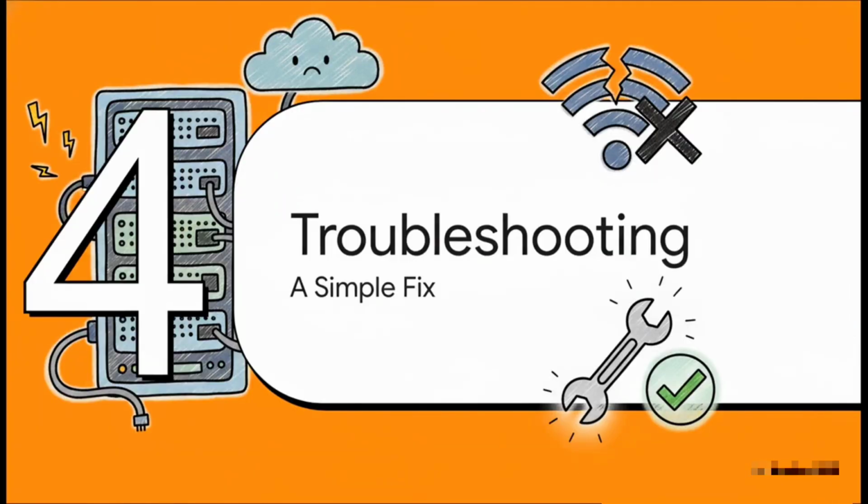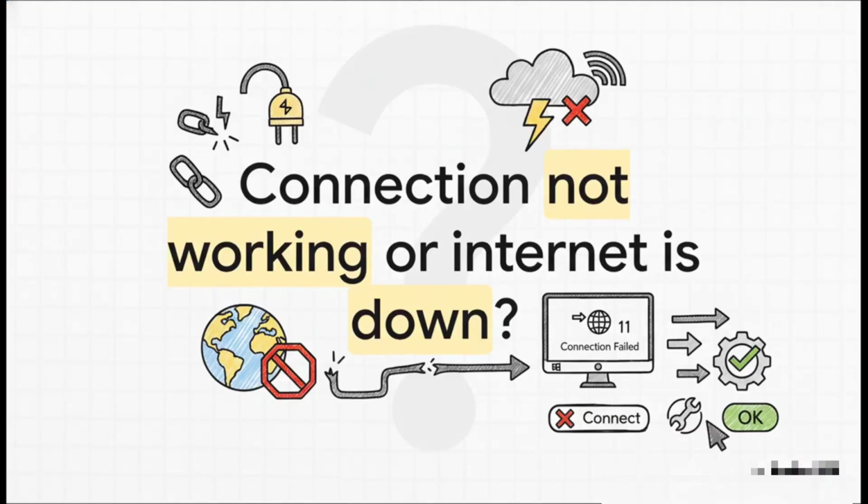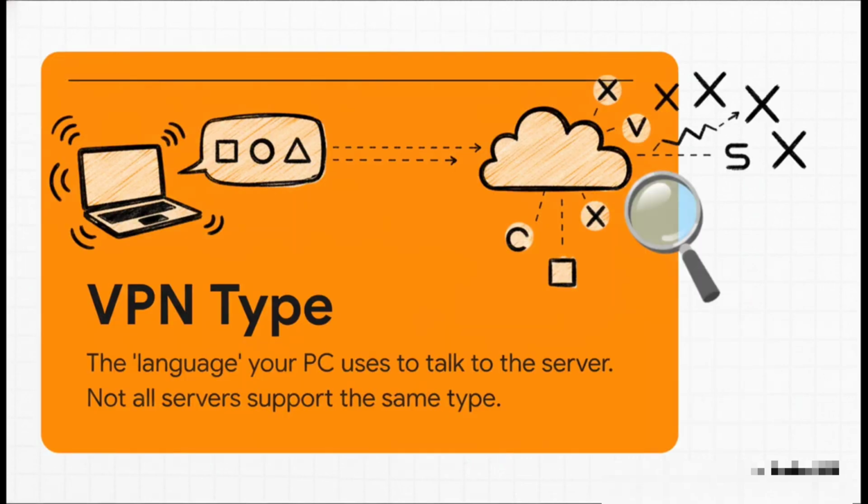Now, look, we all know technology doesn't play nice 100% of the time. You might run into a snag where a server doesn't connect. But don't worry, there's a super common reason for this, and the fix is incredibly easy. So what do you do if you hit that Connect button and it just fails? Or maybe it says it's connected, but suddenly you can't browse any websites. This is probably the most common hiccup you'll face, but trust me, the solution is just a couple of clicks away. The culprit is usually that VPN type setting we chose earlier.